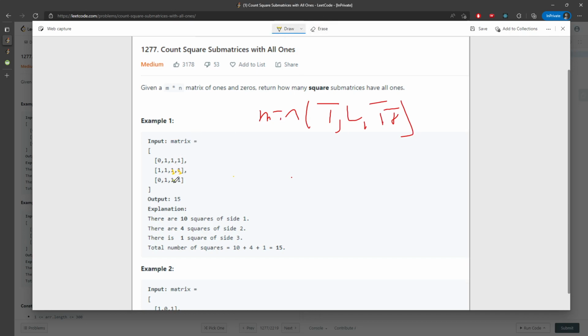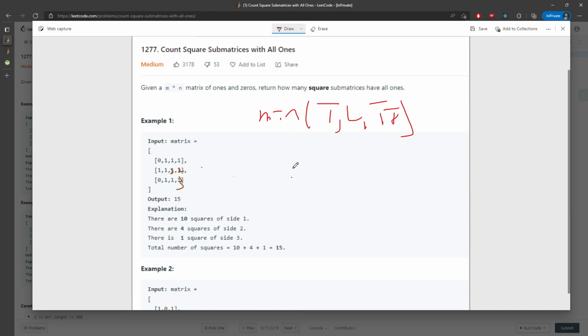Once you get this, you have to traverse to the bottom right, because the minimum between these three is 2, and 2 plus 1 is 3. So you just have to add everything up. So why is this 3 and everything else is 2?